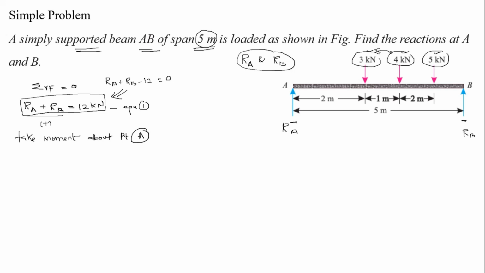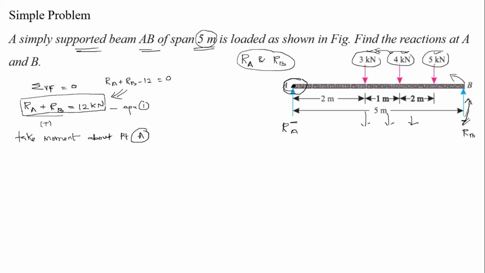So this is the point. Now 3 kilonewton, 4 kilonewton and 5 kilonewton are acting in the clockwise direction with respect to this point A, and RA, the reaction force acting upward, is anti-clockwise. This is downward, so it seems like a clockwise direction, and RB is acting upward with respect to this point, so it is anti-clockwise. So clockwise moment is equal to anti-clockwise moment.